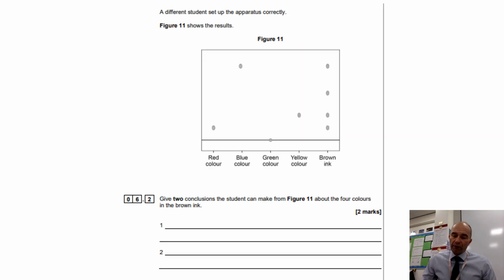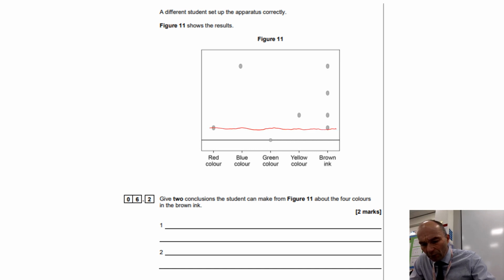Right, so now we've got a student has actually carried out the investigation correctly, and we've got our results, which is shown in figure 11. Now, with this, we're going to have to analyse the chromatogram, and quite a good way to do it is to get your ruler, and if you look at the brown ink, which is the ink that we're analysing, just draw lines across and see where you've got matching kind of dots in your sample.